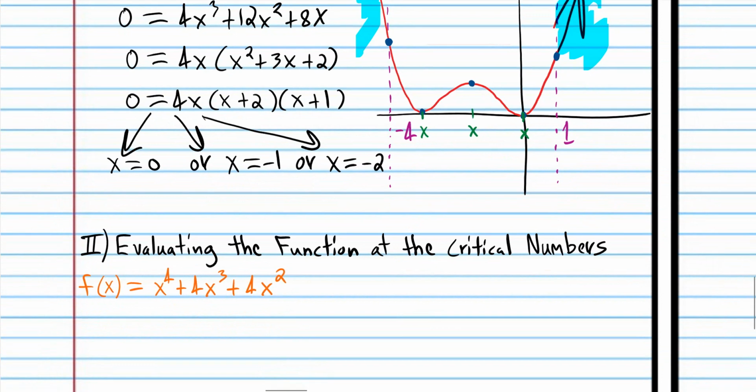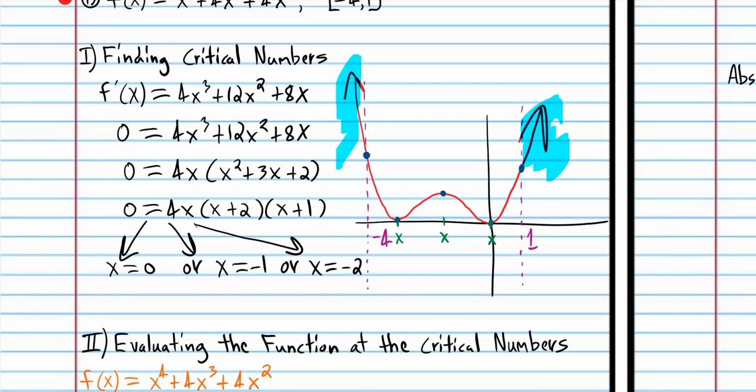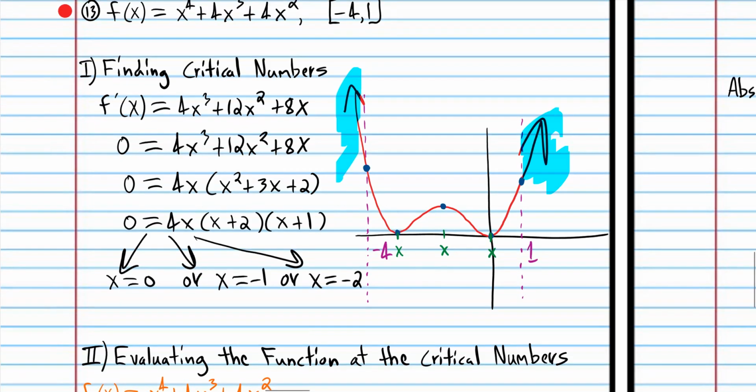Okay, so now we have the critical numbers. We have these green x values. And I want you to notice that x equals 0 corresponds to that valley. X equals -2 corresponds to this valley. And x equals -1 corresponds to this valley. So that's the power of calculus. So now we have to find the y values of these points.